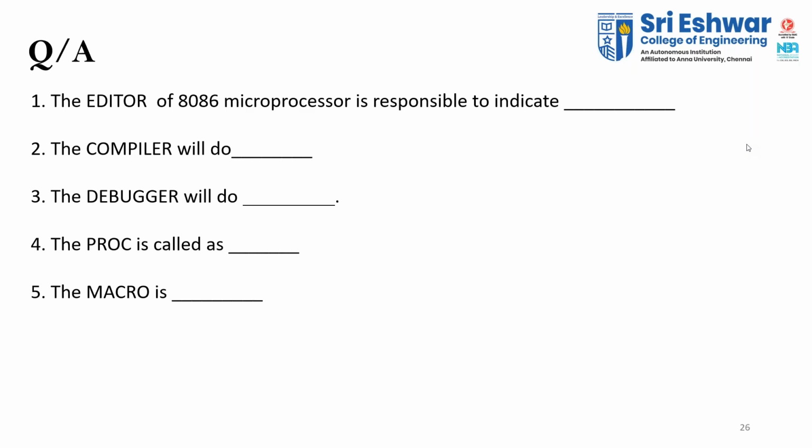Awesome. And what is PROC? Anyone can answer. What is PROC? Procedure. Super. PROC is procedure. How do we end a procedure? ENDP. What is a macro? A set of instructions. Correct. A macro is a set of instructions.